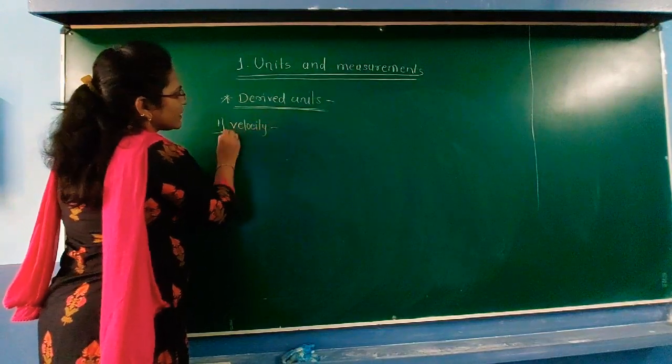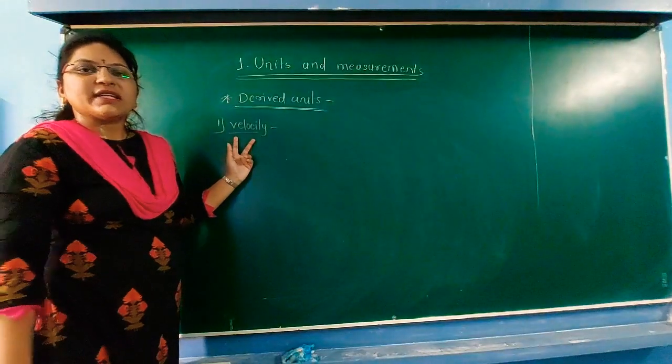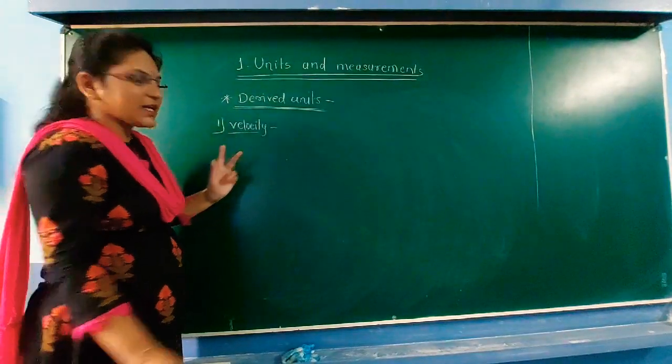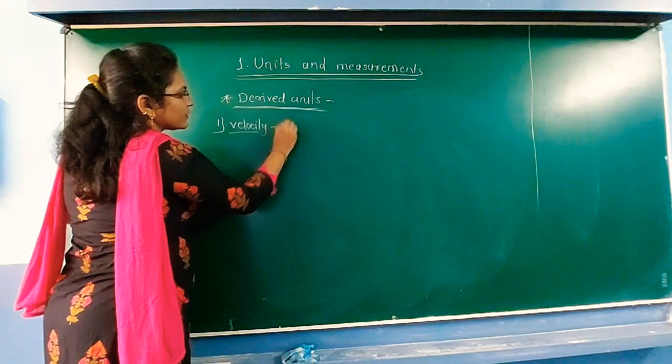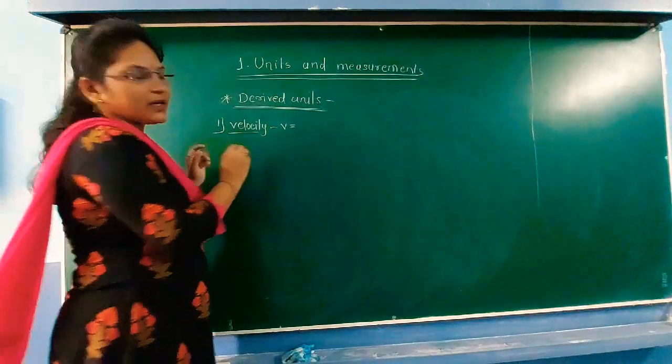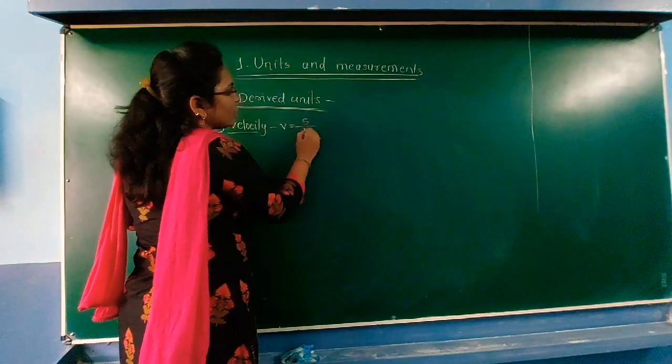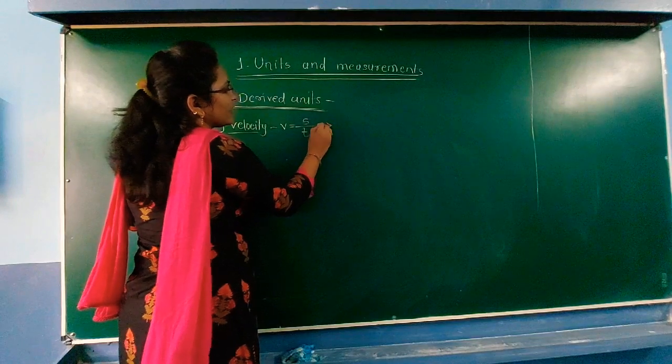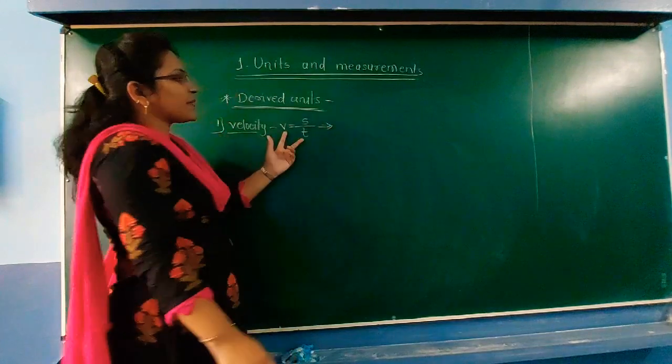First quantity will be velocity. What is the formula for velocity? V equal to displacement upon time. Then formula is displacement upon time.